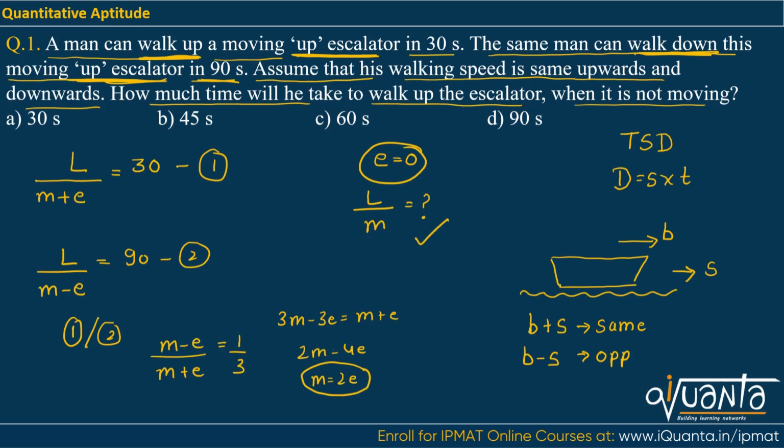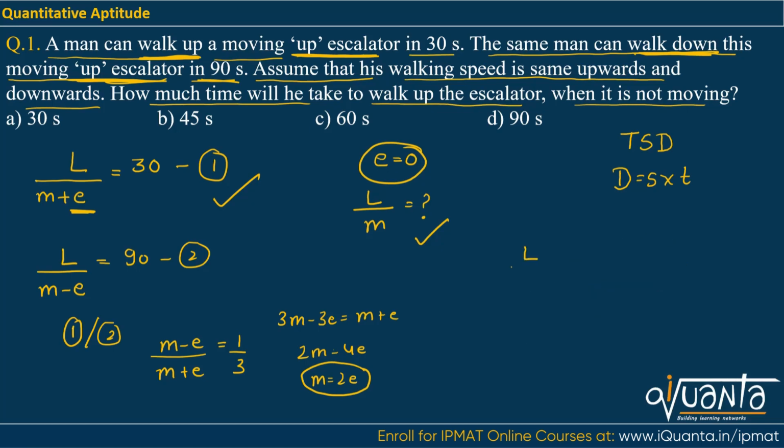We need to find out the value of L upon m. So we can use the first equation. We can replace this value of e in terms of m. So what will we get? We'll get L upon m plus e, which will have the value m by 2 from this equation. So L upon m plus m by 2 will be equal to 30.